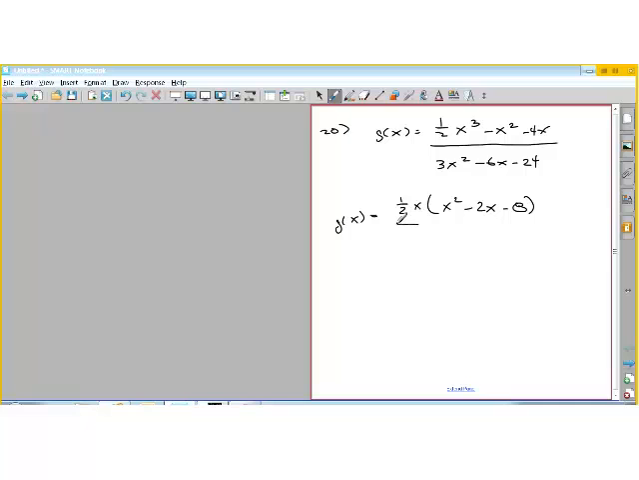Okay. And then the denominator we can factor out a 3. So you have 3 times x squared minus 2x minus 8.